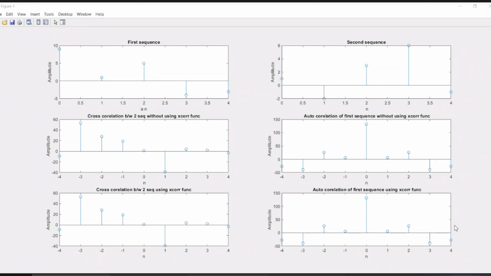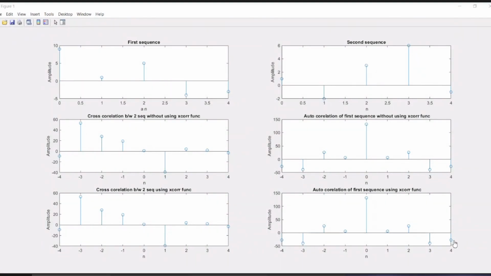First sequence, second sequence. Yes, sir, this one I did without using the xcorr function, sir, and this one I did by using the xcorr function. I got the same graph. Okay. So one is without using, and another is using. Yes. And one more thing, you have plotted the second sequence. Is it the flipped one or the original one?